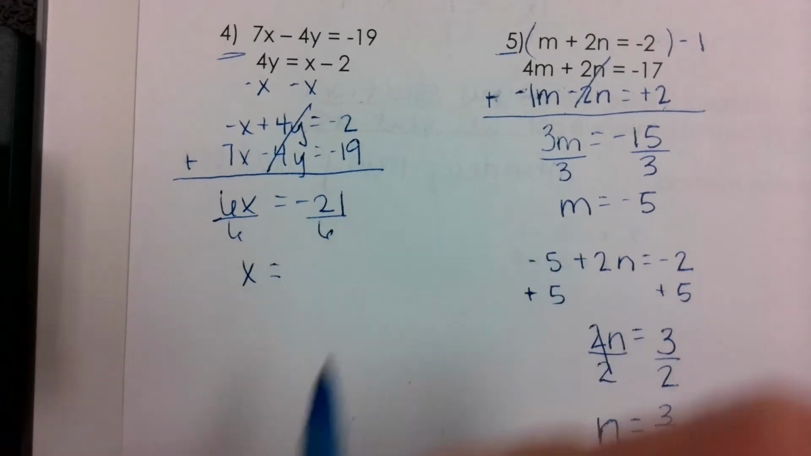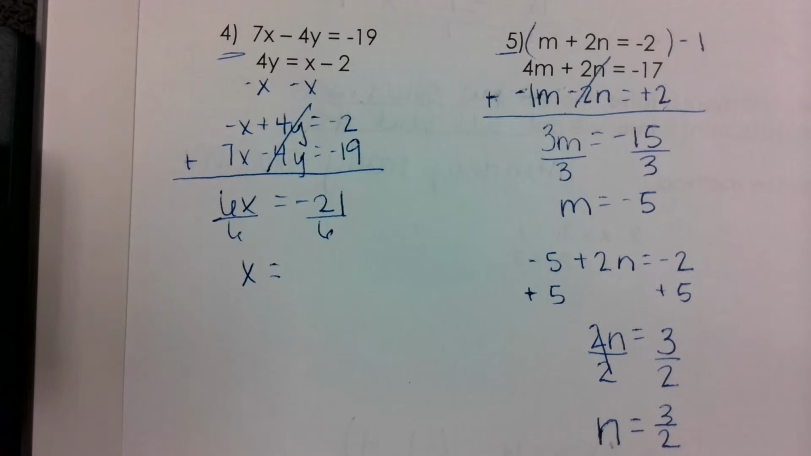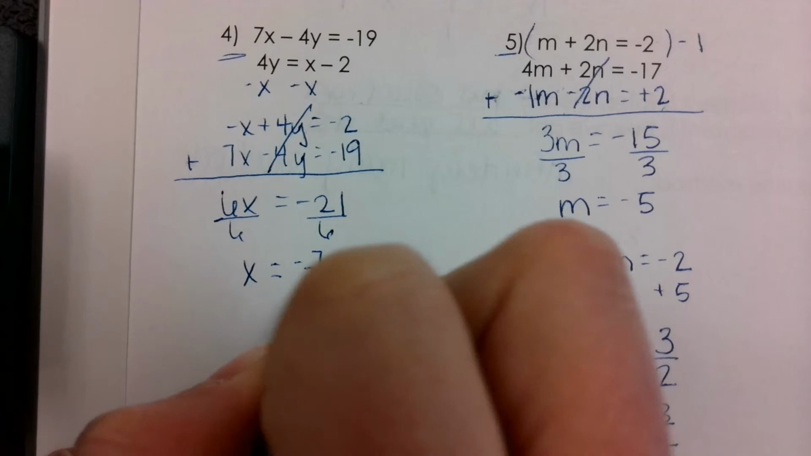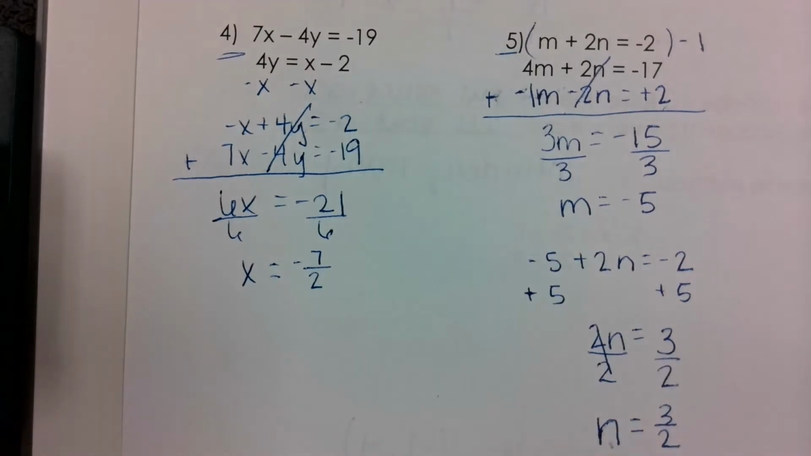Will that reduce at all? Are you sure? Divide everything by 3. Yeah. What's 21 divided by 3? What's 6 divided by 3? 2. So that's what we'll have for x, negative 7 over 2. And again, fractions are totally okay here. But would you find negative 7 over 2 easily if you were graphing? Probably not, right? We'd have to estimate where that falls exactly.